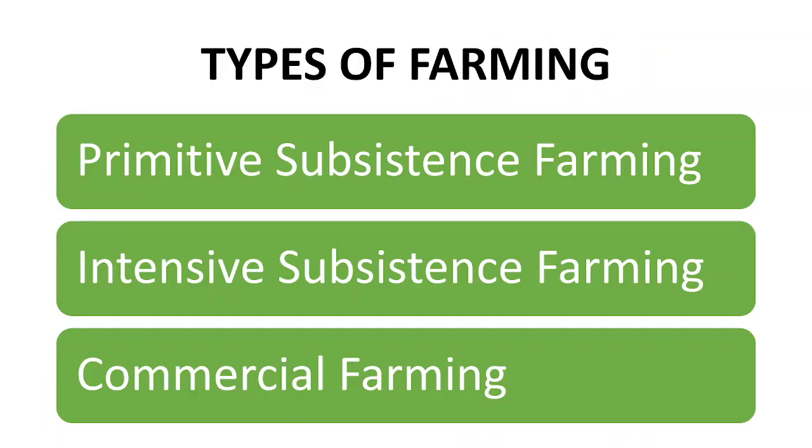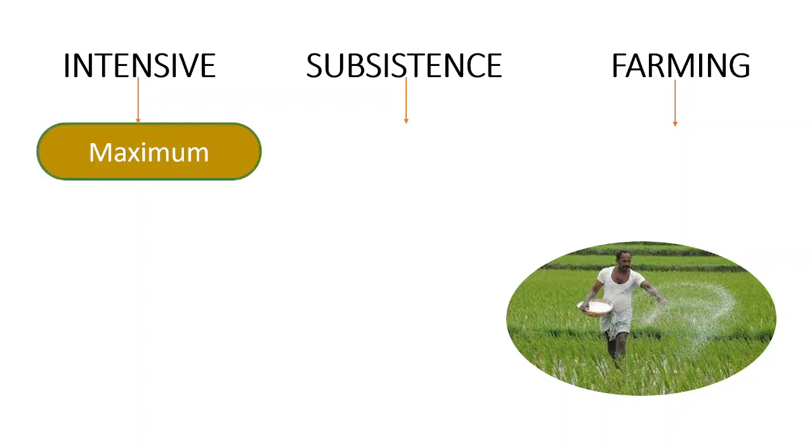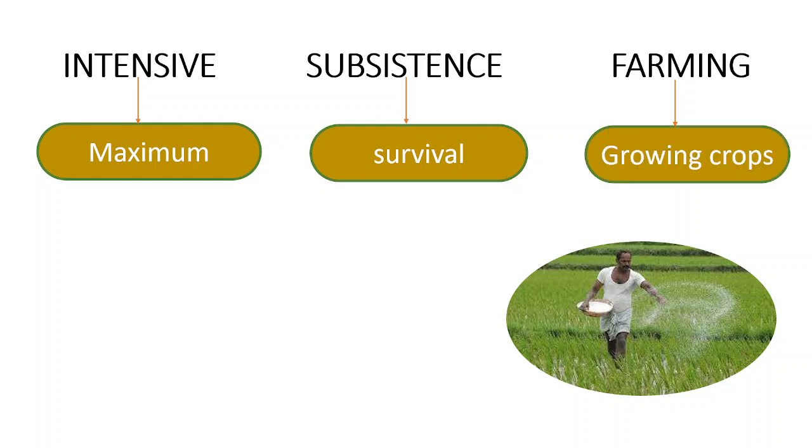We have three types of agriculture farming that is practiced in our country, that is primitive subsistence farming, about which we studied in our last video. And today we're going to learn about intensive subsistence farming and commercial farming. Let's break down this word intensive subsistence farming and understand what it means. Intensive means maximum, subsistence has to do with survival, and farming is the growing of crops.